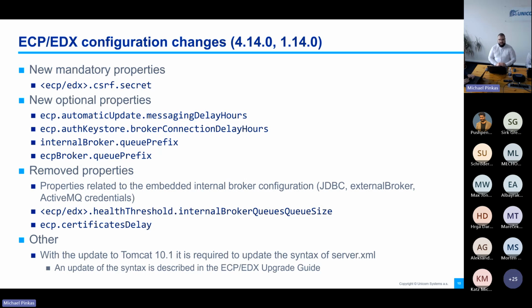This feature basically enables the possibility to use one shared internal broker for several instances of ECP endpoint, so like different EIC codes.